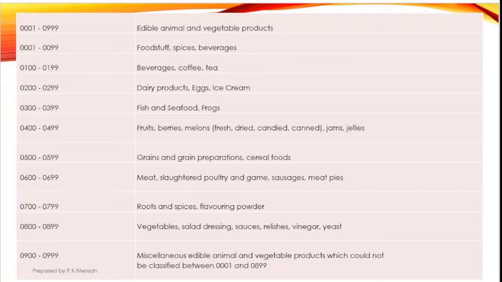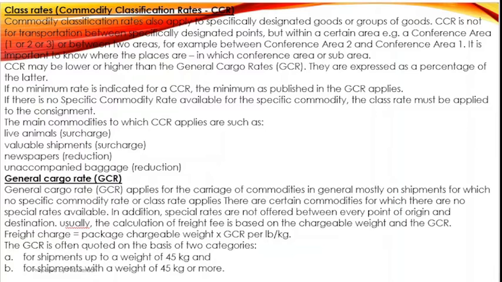So when we are basing on these categories, if you want to use the CCR, it means we are giving rates based on what? Certain classification. So for example, look at the second line. For example, between conference area 2 and conference area 1, it is important to know where the places are, in which conference areas or sub area. CCR may be lower or higher than the general cargo rates. They are expressed as a percentage of the latter. Now, if no minimum rate is indicated for CCR, the minimum as published in the GCR applies. If there is no specific commodity rate available for the specific commodity, the class rate must be applied to the consignment. The main commodities to which CCR applies are live animals, valuable shipments, newspapers, unaccompanied baggage.